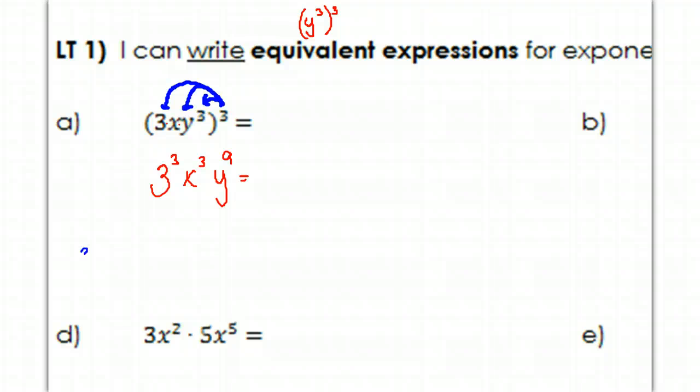3 to the third is 3 times 3 times 3. That's 27. So it's 27 x to the third, y to the ninth. And that's our final answer. 27 x cubed, y to the ninth. Letter B.